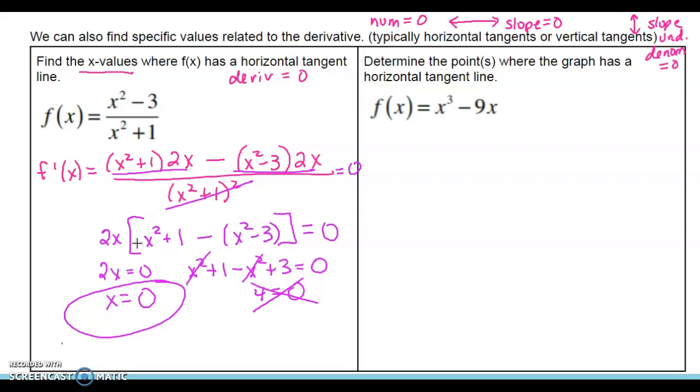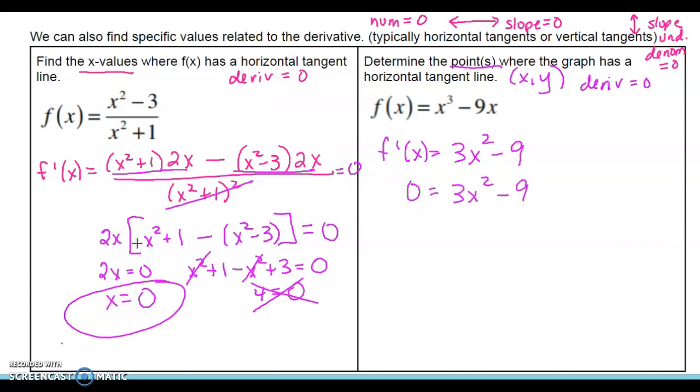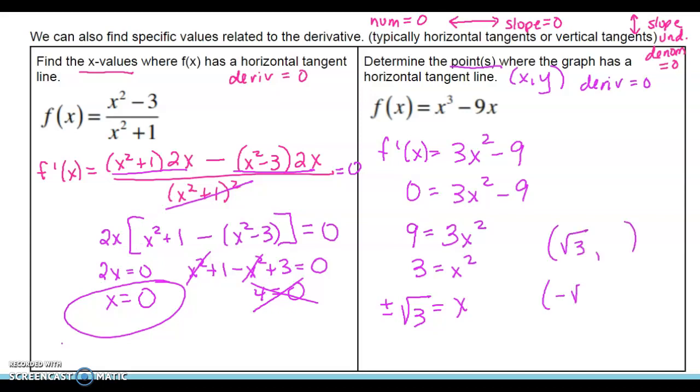All right, our next question says determine the points. So now I do want a point. I need an x and a y, but look at the original function. That is a horizontal tangent line. So once again, my derivative is equal to 0. So here's our derivative. We're going to set that equal to 0. We could factor or we could actually just solve. So I'm going to add 9, divide by 3, and take the square root. Remember, when you take a square root, it is plus and minus. So I actually have 2 x values.